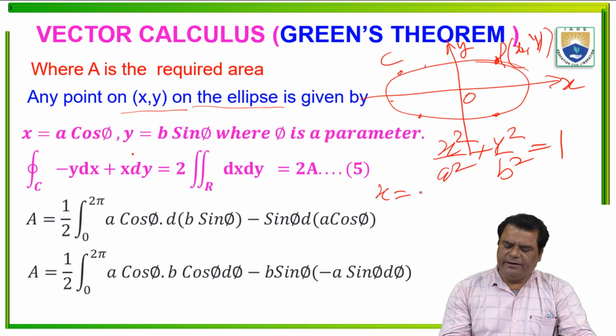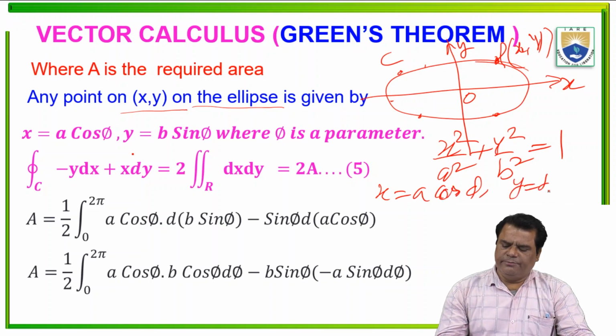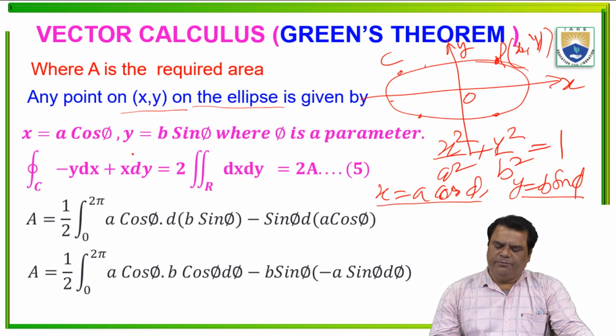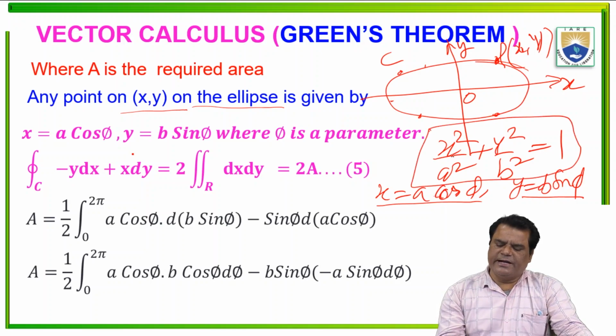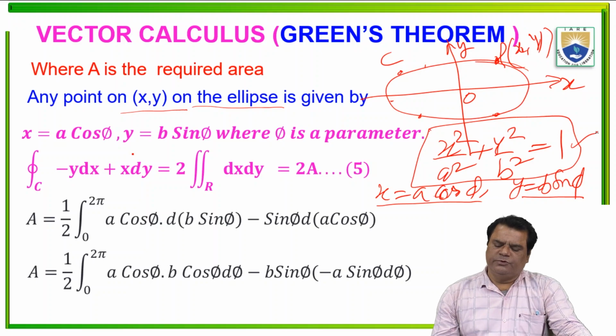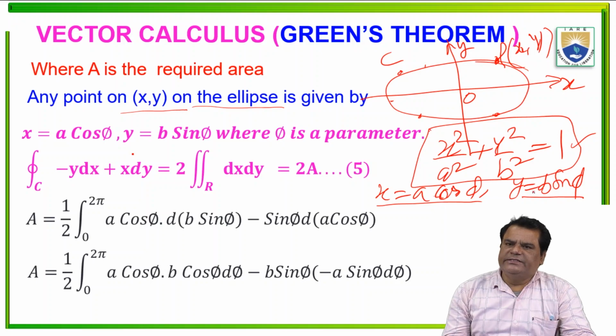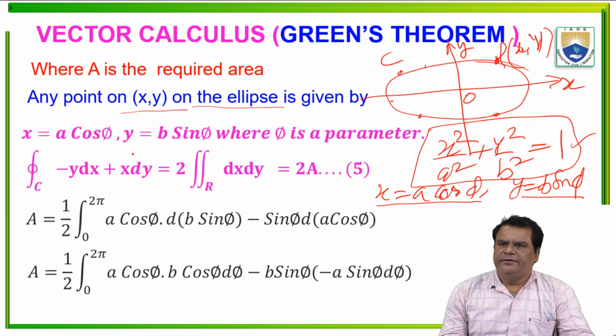So x equals a cos φ and y equals b sin φ. These are the parametric form of the ellipse, because these coordinates satisfy the equation. Putting x = a cos φ and y = b sin φ, we get 1. So this is the parametric equation of the ellipse, giving the values of x and y. This is a general point of the ellipse, anywhere on it, not a fixed or constant point, but it satisfies the equation of the ellipse.